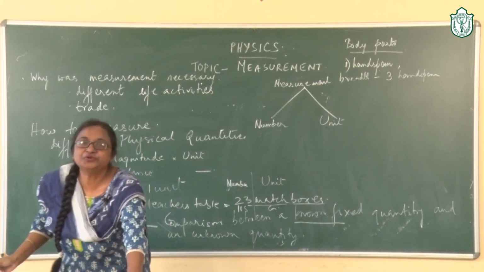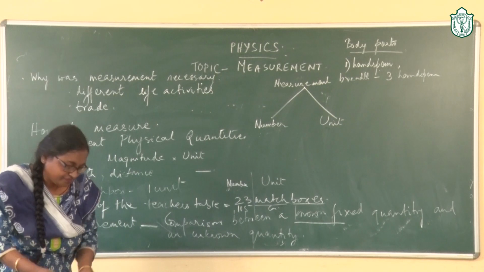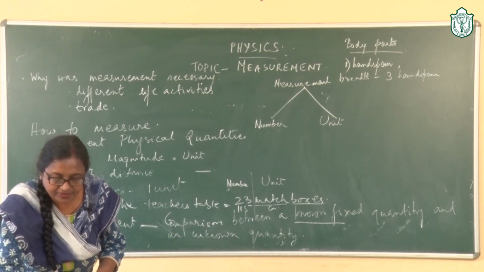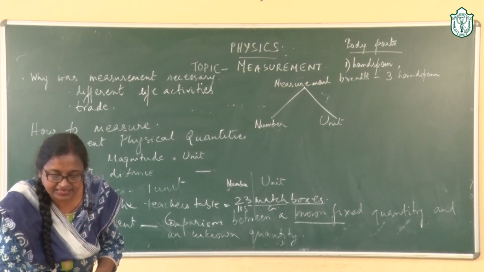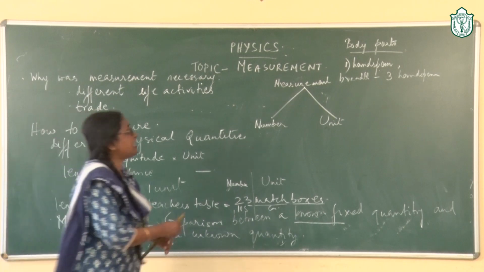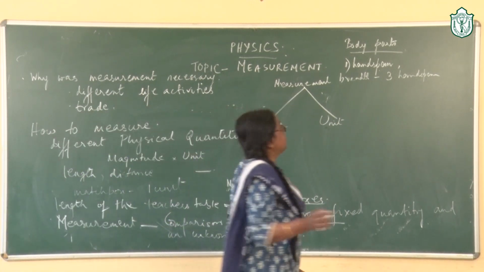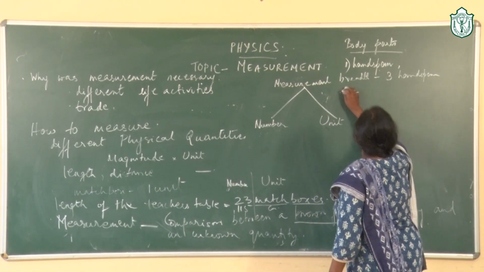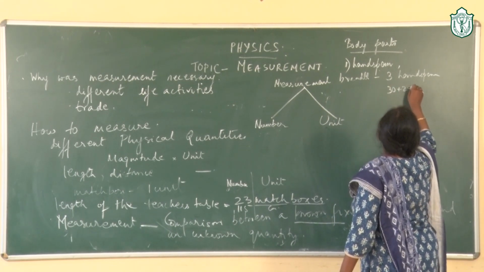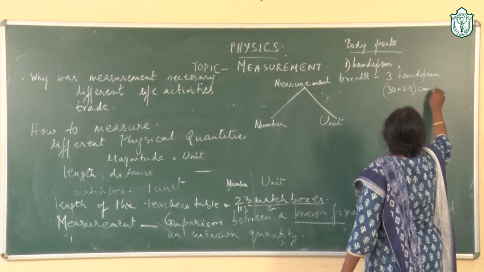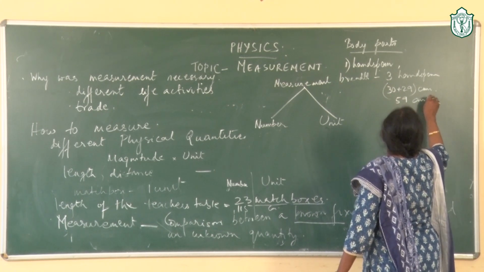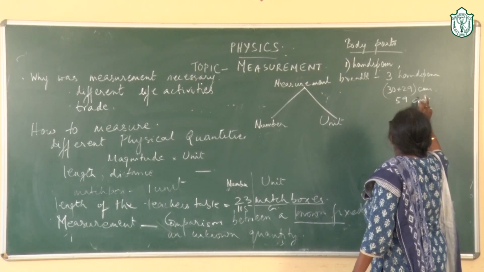Okay, now using a ruler, the breadth was 30 plus 29 centimeters. Number 59 centimeters, number and unit.